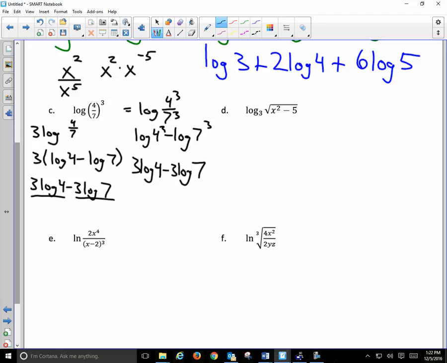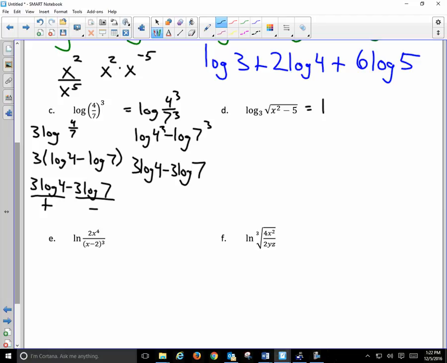So if it's in the denominator, it has a negative exponent. If it's in the numerator, it has a positive exponent. So since the 4 is in the numerator, it has a positive value. Since 7 is in the denominator, it has a negative value. If that's not checking out each time, then something's wrong. Okay. All right. Next one, we have the square root.